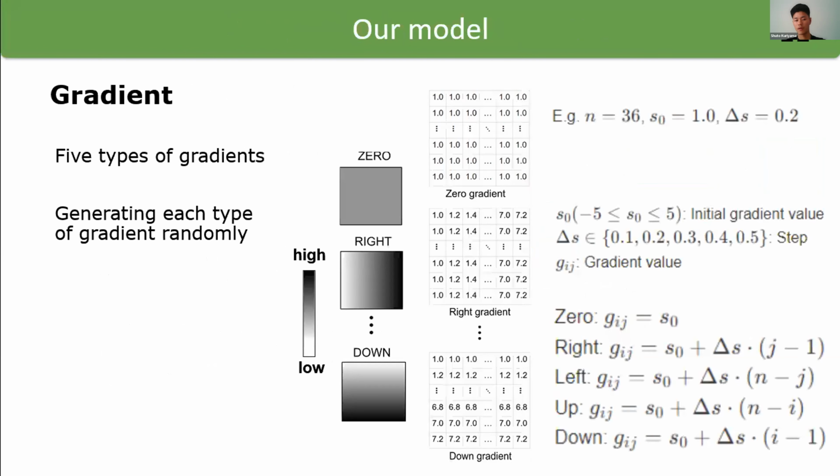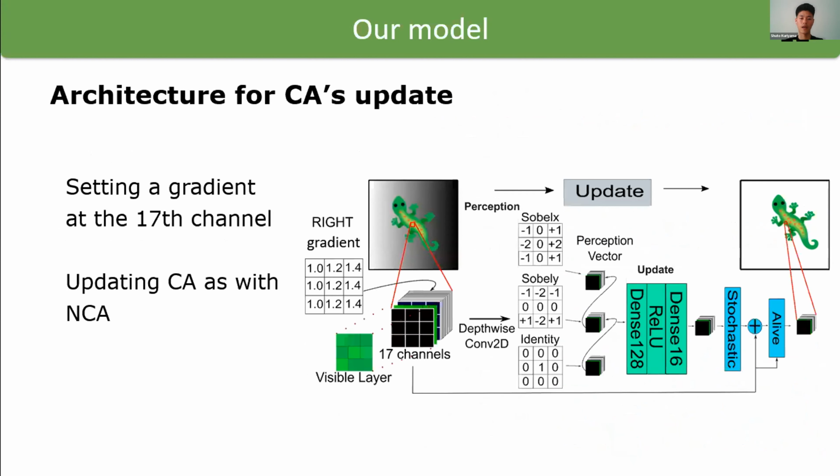For the gradient, we use 5 types of gradients. The 0 gradient has the same value all over the grid, and the directed gradient has a value increasing towards the direction of the gradient. The model generates each type of gradient randomly. For the CA update, the model sets the gradient at the 17th channel. Apart from this, all the calculations are the same as neural cellular automata, as I explained before.